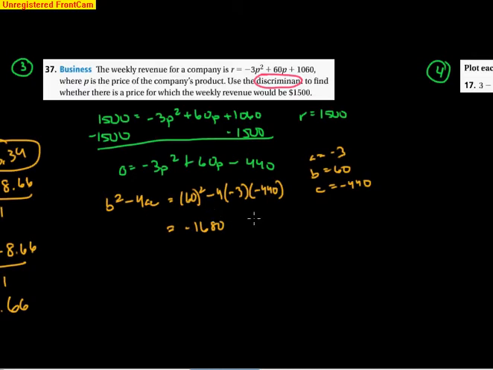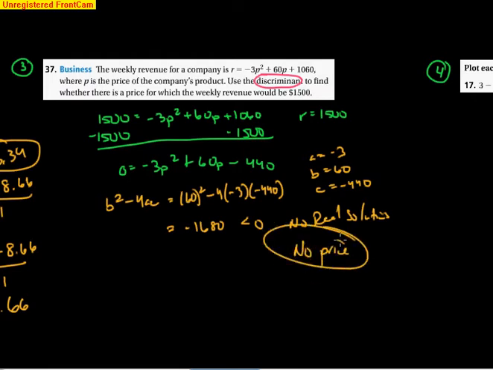And this is a negative discriminant. The discriminant is less than 0. When the discriminant is less than 0, there are no real solutions. So the question is, is there a price for which the revenue will be this much? No. No price. Because you have no real solutions out of this equation. All right. So that's how we can use the discriminant.